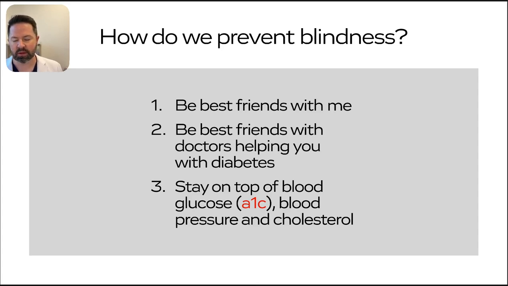The second thing to do is to be best pals with the doctor who's helping you with your diabetes. That could be an endocrinologist, a family doctor, an internal medicine doctor, whoever it is who's competent at managing diabetes, recommending modifications to the diet, medications, and so on. They need to be your best pal because they can help you prevent all this stuff. And number three, when you're with one of these doctors taking care of the diabetes, there are three main things to pay attention to. One of them is this lab called a hemoglobin A1C.